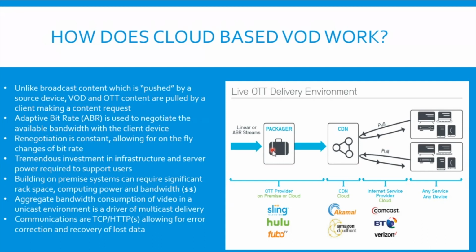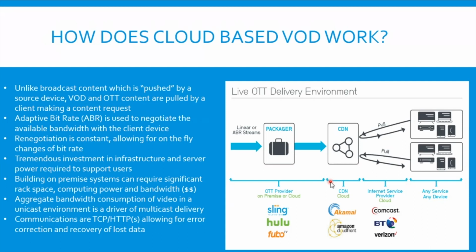That same concept applies here in OTT. We need our content. That's our linear and our ABR streams, and they are being provided by Sling, Hulu, Fubo, Amazon, Netflix, pick whoever you want. That stuff gets packaged up and then sent to a CDN. Akamai, I think, is the 500-pound gorilla in that market. There are other ones.